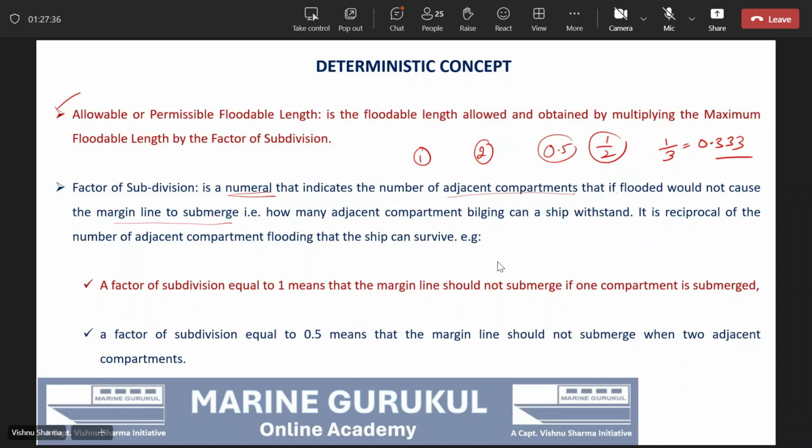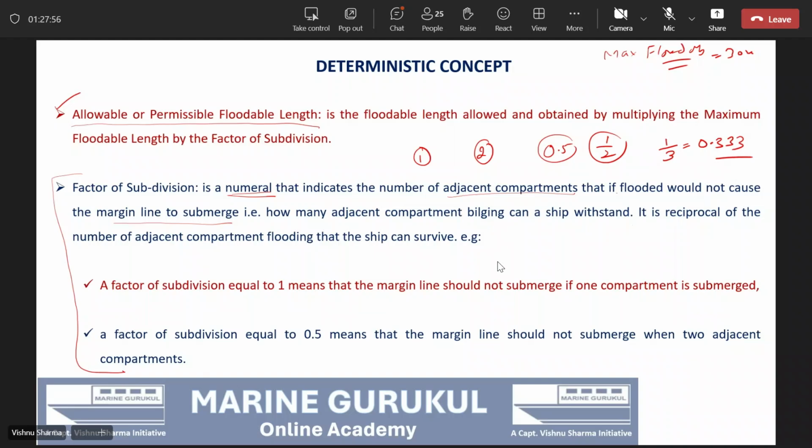Now, this factor of subdivision will decide what is the allowable or permissible floodable length. Let us say a ship has a maximum floodable length at any one point. Let's say the maximum floodable length is 30 meters at point X.